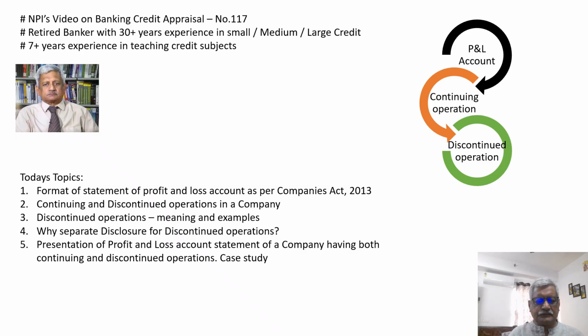Today's topics cover the format of the statement of profit and loss account as per Companies Act 2013, continuing and discontinued operations in a company, discontinued operations meaning and examples, why separate disclosure for discontinued operations, and presentation of the profit and loss account statement of a company having both continuing and discontinued operations, with a case study as an example.